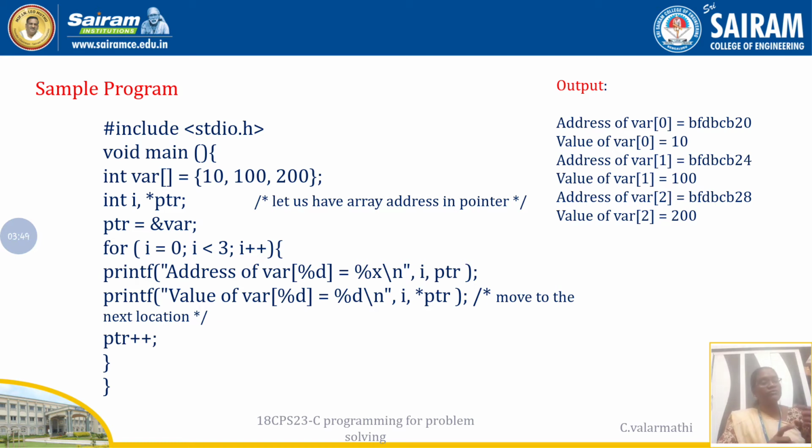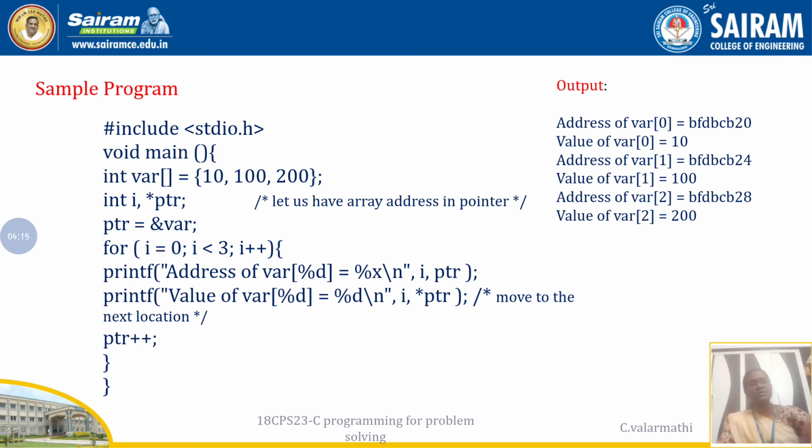So in the first printf statement simply I have used ptr. In the second printf statement I have used star ptr. So what is the difference? In the first printf, ptr holds the address of that variable var, and star ptr holds the value of that variable. Okay, so for better understanding only I have displayed like this.